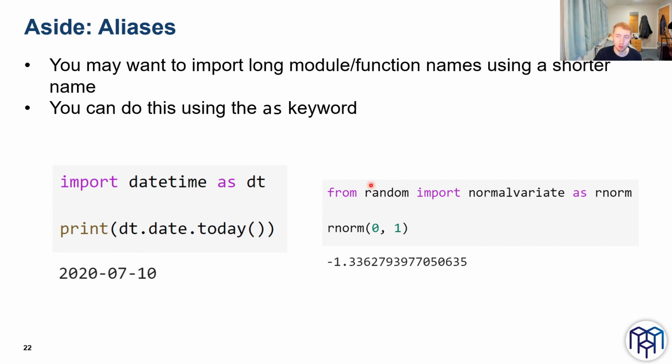Or we can import a certain function as a shorter name. So from the random module, we could import normalvariate, which gives us a normally distributed random variable. And if I'm an R user, for example, I would be more familiar with calling that rnorm. And so I might want to import that as rnorm. I can use rnorm with 0 and 1 to get a normal random variable with mean 0 and variance of 1. So we just use this as keyword to rename things.